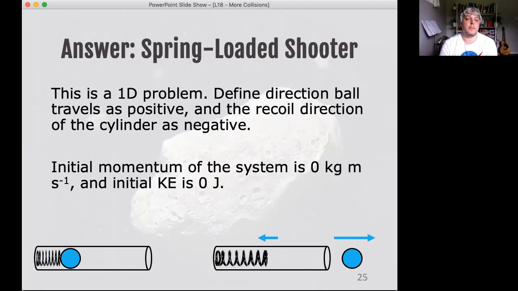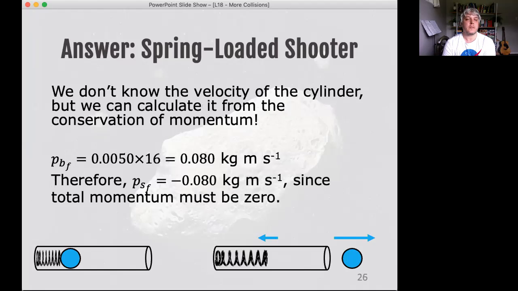This is a one-dimensional problem. One-dimensional because the ball is traveling in one direction, the shooter is going to recoil in the other direction. So we're going to treat the direction the ball goes in as positive, and the direction the shooter recoils in as negative. And our initial momentum, as we just said, is going to be 0 because we've said the system is at rest initially. So we've got initial momentum 0, initial kinetic energy 0. Afterwards, we know it's going to have some kind of positive momentum on the ball and negative on the shooter, but they still have to equal 0 because the total system momentum cannot change.